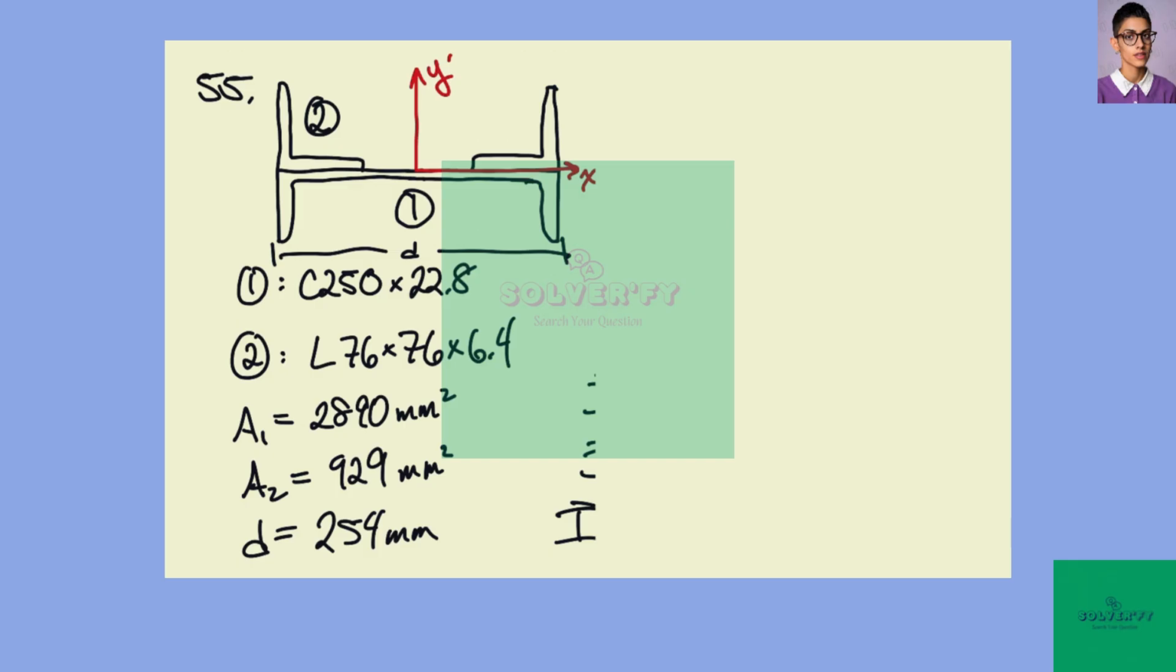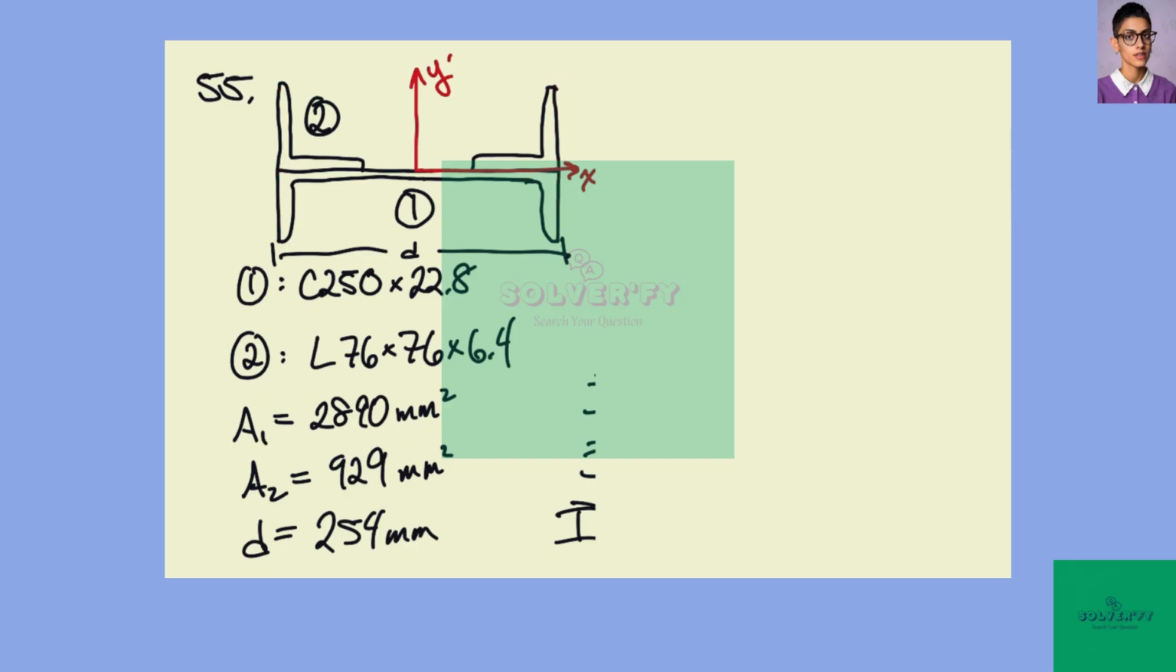But we can look up the properties for our different sections that we've welded together. And so the area for the C channel is this, and for the L brackets is this. And so the distance here is 254 millimeters. So that's the distance between the outer flanges of the C channel, and then also the distance here because these are lined up.